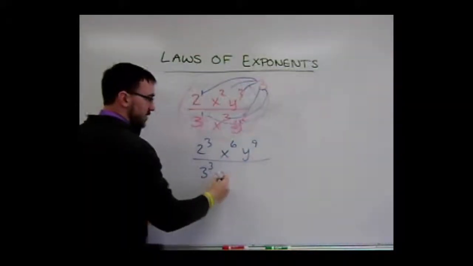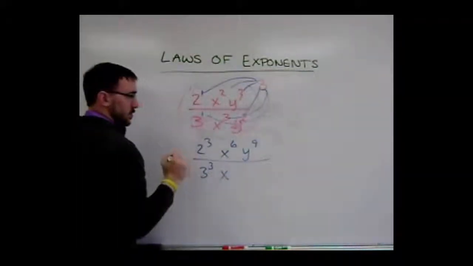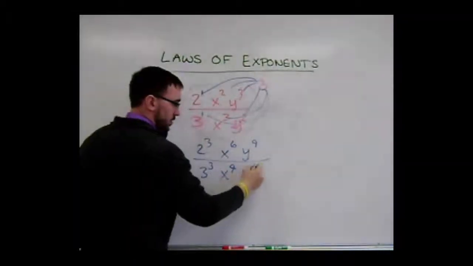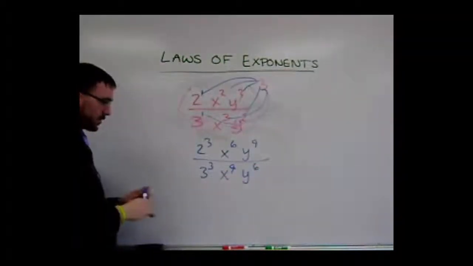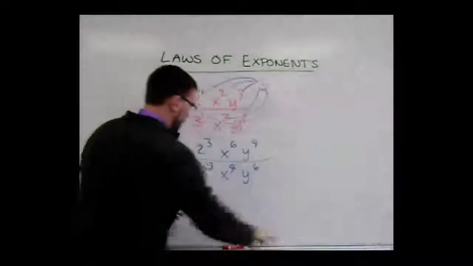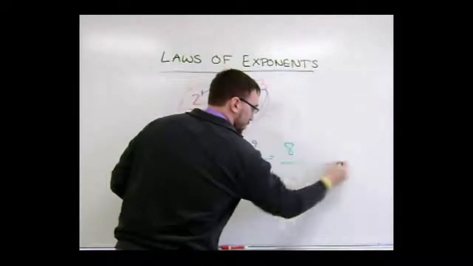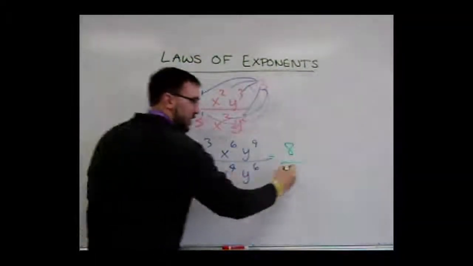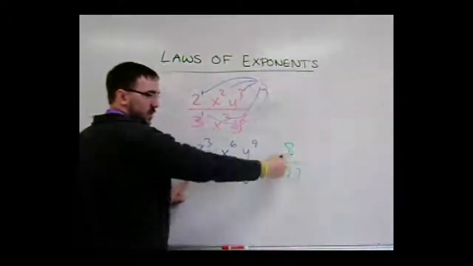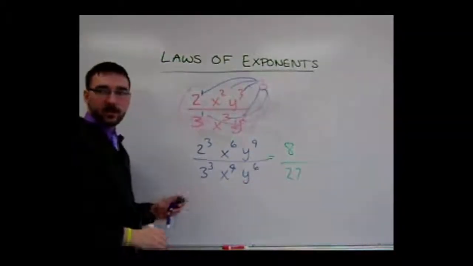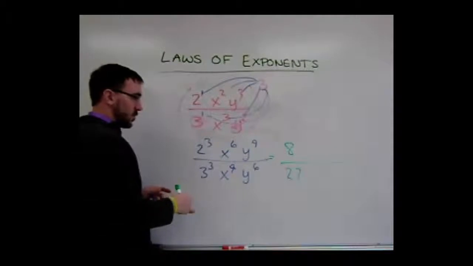Then we have x to the 6. No, 9th. Okay, y to the 2nd to the 3rd. 6. Y to the 6th. Okay? So we have to simplify this. All right, 2 to the 3rd is what? 8. Good. 3 to the 3rd is 27. Okay, can we reduce that? No common denominators. Okay, so we can't reduce it.